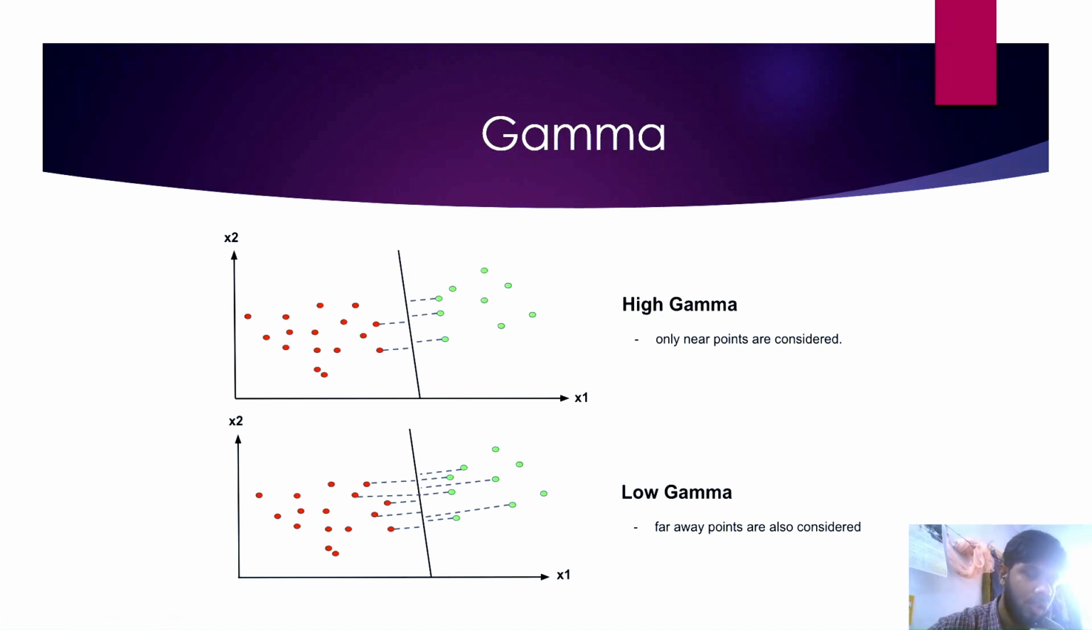Gamma. It is one of the most common topics in SVM. It defines how far the influence of a single training example reaches. Here is the high gamma, and this graph is the low gamma. The high gamma means only nearby points matter, and the low gamma considers further points, which smooths the decision boundary.